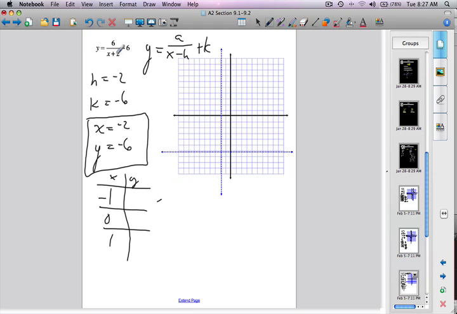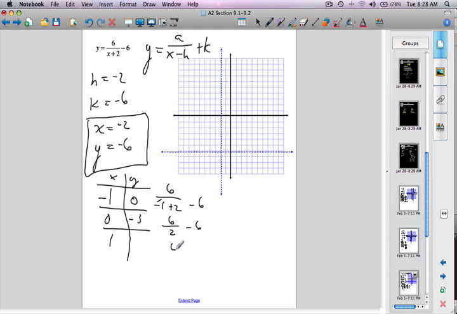So when I plug -1 into this equation, this is going to be 6 over -1 plus 2 minus 6. Well, -1 plus 2 is 1. 6 divided by 1 is 6. 6 minus 6 is 0. When I plug 0 in here, I'll have 6 divided by 2 minus 6. Well, 6 divided by 2 is 3. 3 minus 6 is -3.